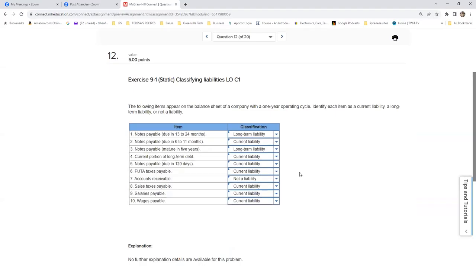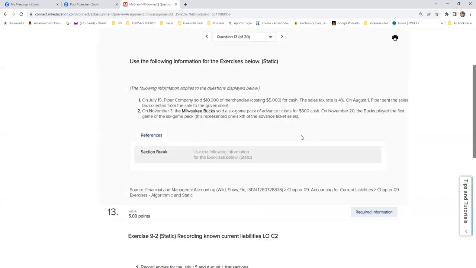Here you have to put where each one's going to go in the liability section. That's fairly straightforward for you to work, so I'm not going to spend any time on it. Okay. Let's see what we have to do here.